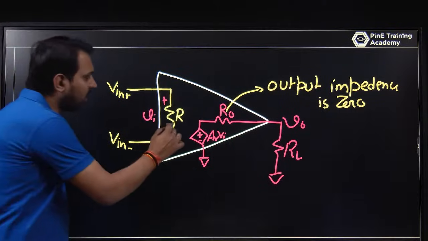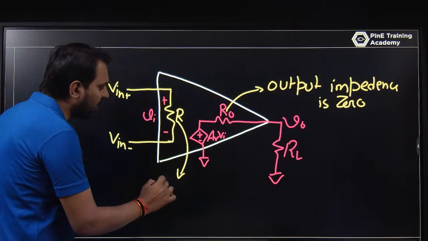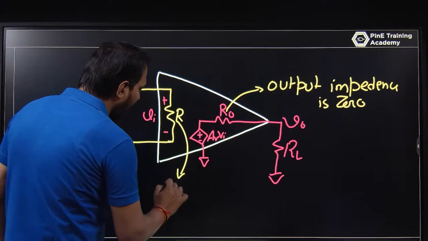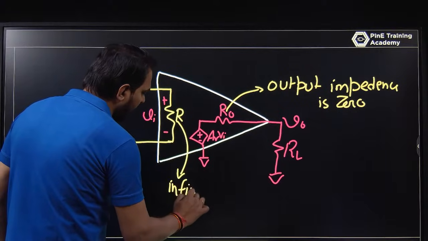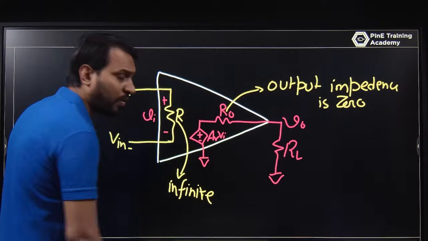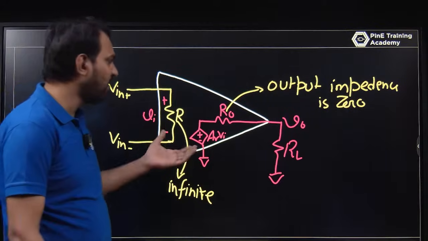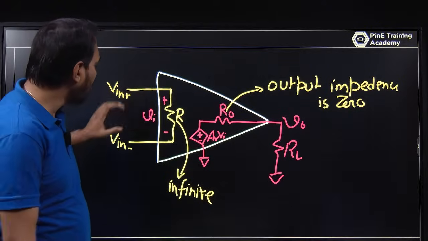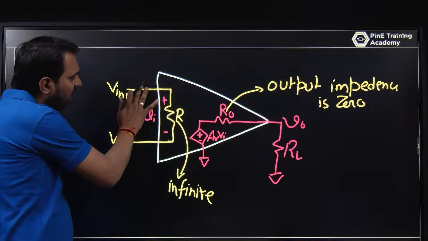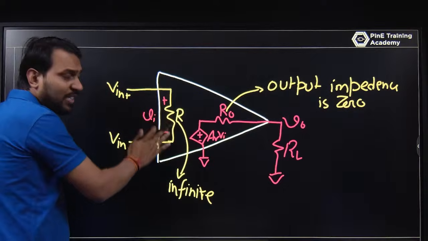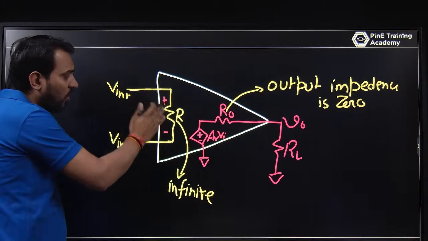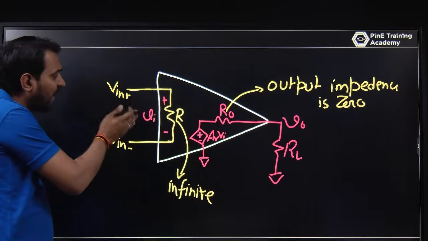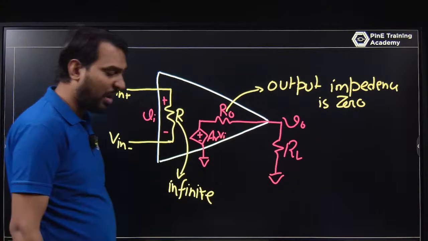Similarly, the input impedance is infinite. We will discuss why it is infinite. Of course, if it is infinite, there is no drop. Or say you have any resistance here; if a high resistance is present, there is no drop. So Vi is equal to V in plus minus V in minus.